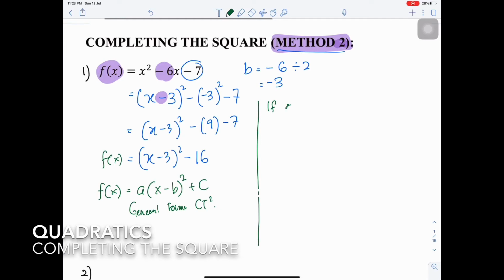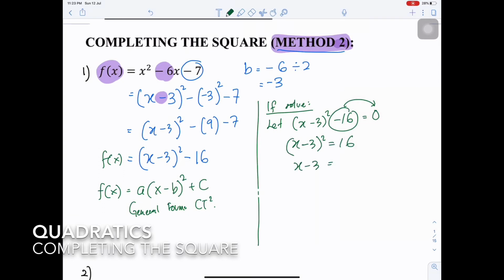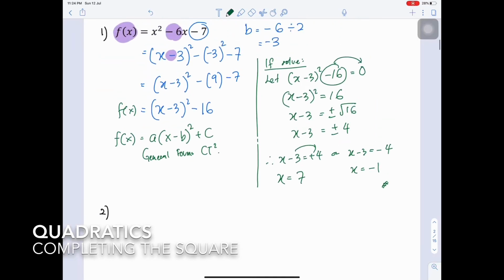If you want to solve until you get the answer, let x minus 3 squared minus 16 equal 0, and then bring negative 16 to the right, so x minus 3 squared equals 16. So x minus 3 equals plus or minus the square root of 16, which equals plus or minus 4. And then what do we get? x minus 3 equals positive 4, or x minus 3 equals negative 4. So x equals 7, and x equals negative 1. That is if you want to solve.